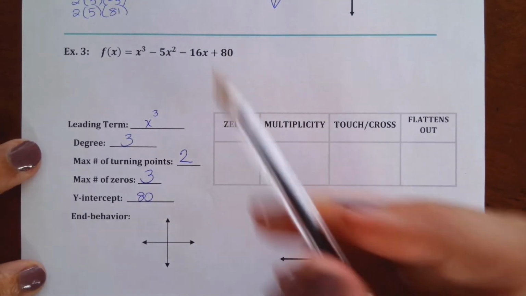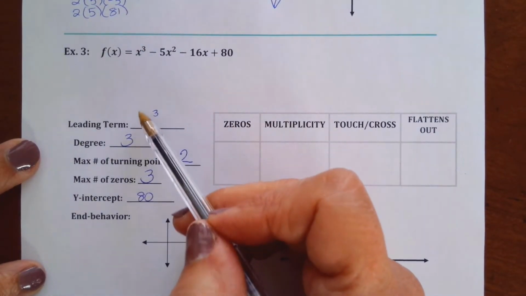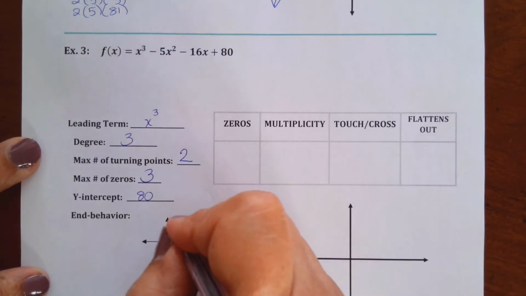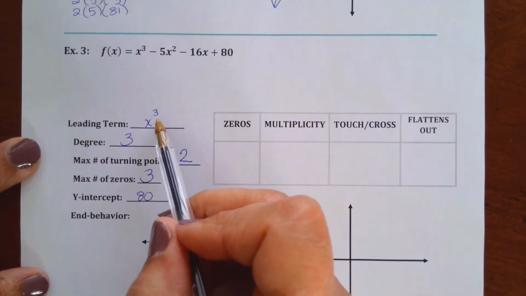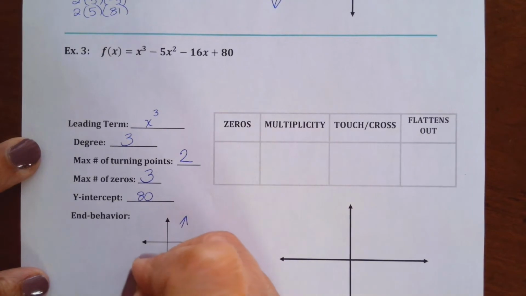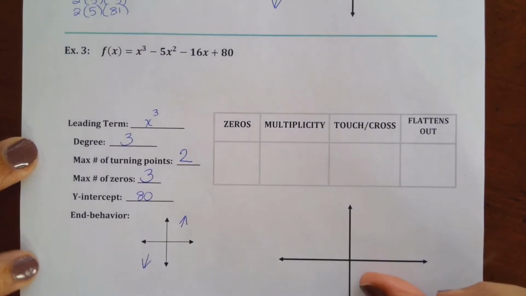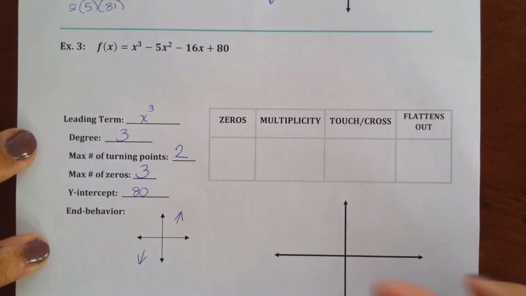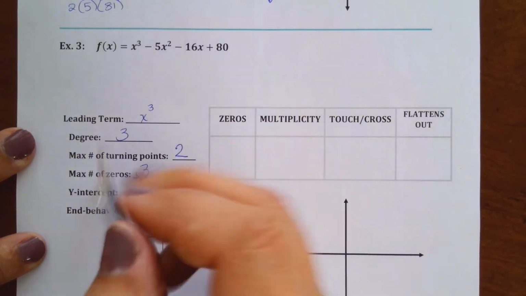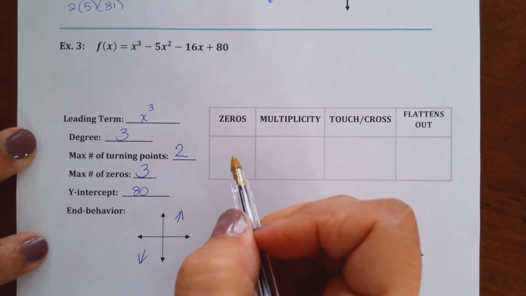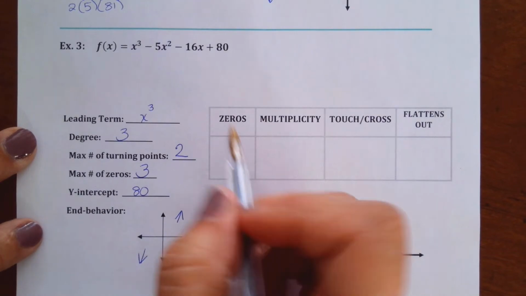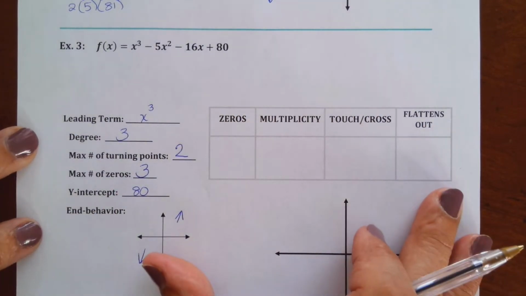And behaviors, again, the leading coefficient is 1, so that's a positive number, so the right side's up. And because it's an odd degree, left side is down. So it's going to look similar to the one we just did. Now, what's not easy to find on a problem where you don't have factors are the zeros. So we need to figure out what the zeros are, so we have to factor this out, okay?